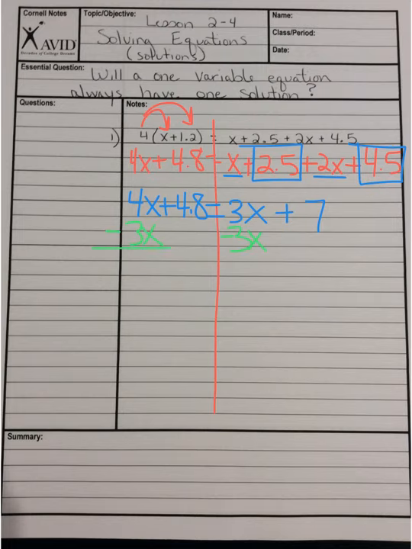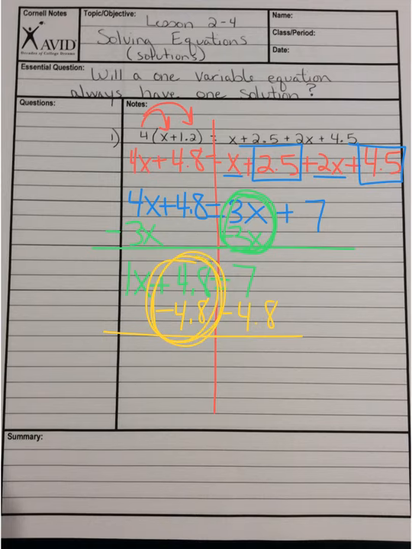Whatever we do to one side, we need to do to the other. And this becomes a 0. Remember, we're trying to get our letters together. And so now we're left with 1x plus 4.8 equals 7. And we want to get our x isolated all by itself. The opposite of a plus 4.8 would be take away. Again, whatever we do to one side, we want to do to the other. We get a 0 here. So we are left with 1x equals 2.2.